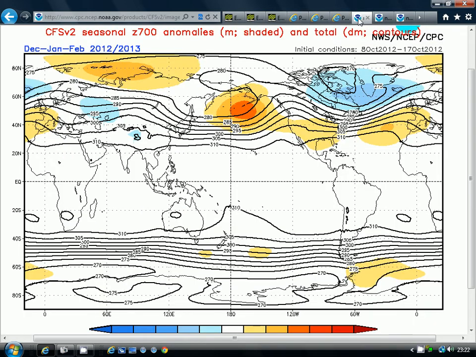Now, have a look at the CFS model. CFS is completely different to those two models. It's actually going for a very zonal winter, so we've got the above average heights here. This is 700 millibar heights, by the way, but it's very similar to the 500 millibar heights idea. It's going for above average heights through much of central and southern parts of the United States, below average heights up over Canada. We've got a zonal westerly wind going right the way through the states and into much of the Atlantic and into Europe as well.